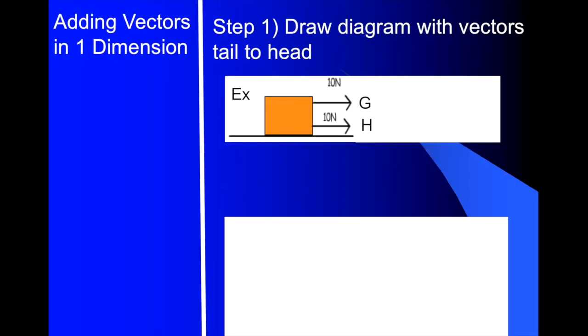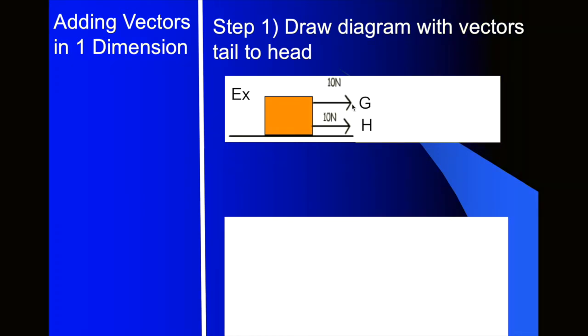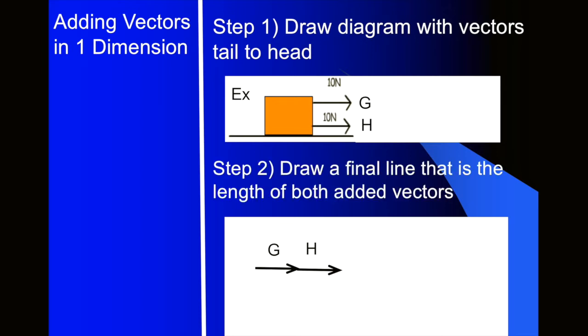When adding vectors in one dimension, the first step would be to draw the diagram with vectors tail to head. So for example, if you had a problem where you have 2 sets of 10 newtons moving the object to the right, and we name these arrow G and arrow H. When you draw the diagram with vectors tail to head, you would get the arrow G added on to arrow H. The second step would be to draw a final line that is the length of both added vectors.